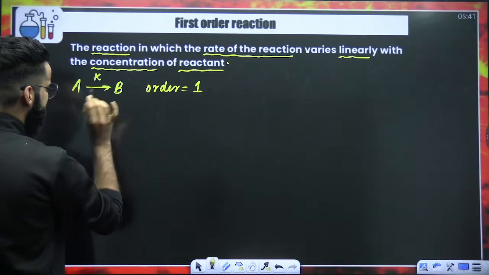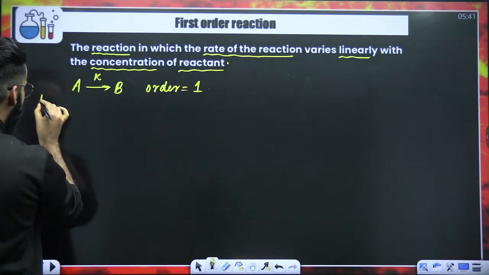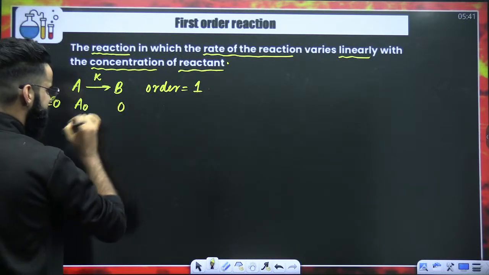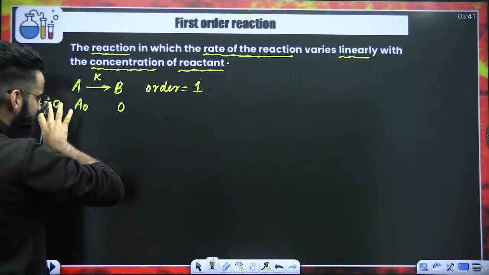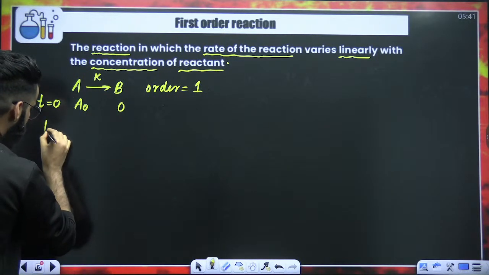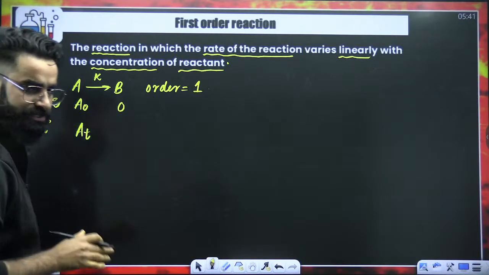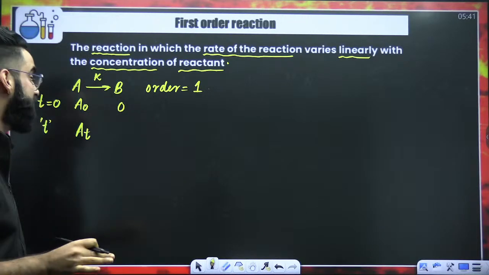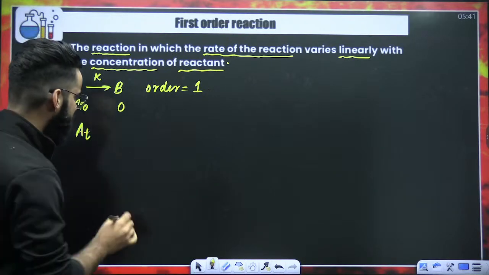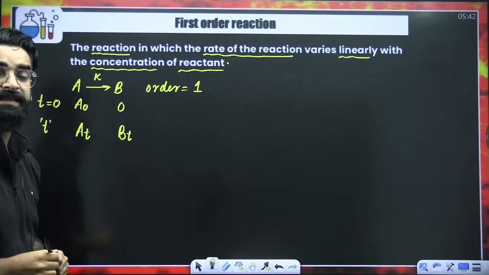My dear students, the reaction is A gives B. It's a balanced chemical equation, that's something which I'm assuming. Now, at time t equal to 0, let's assume the initial concentration of reactant is A naught, and the product concentration has to be 0. As the reaction proceeds, the concentration of reactant decreases with time. Let's assume that the concentration of reactant left in the container at time t is At. And similarly, the concentration of product formed at time t, I'm representing with Bt.